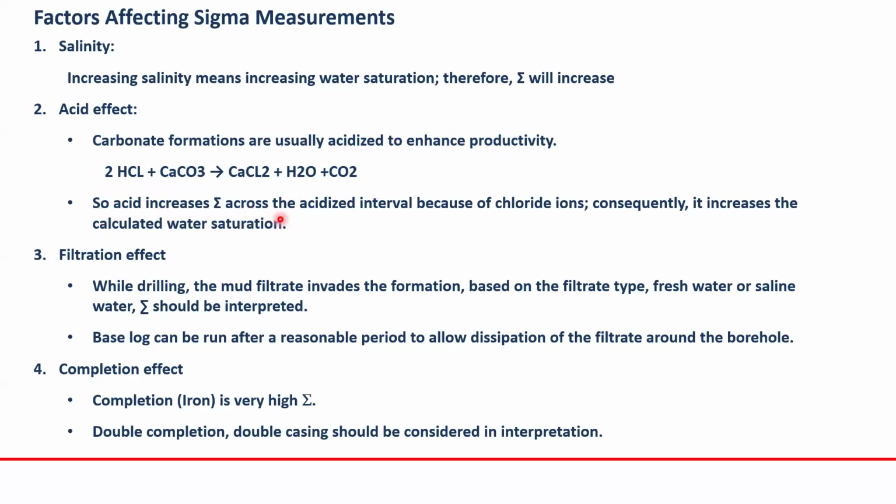So acid increases sigma across the acidizing interval because of the chlorine ions. Consequently, it increases the calculated water saturation. So any increase in chloride means an increase in the calculated water saturation.